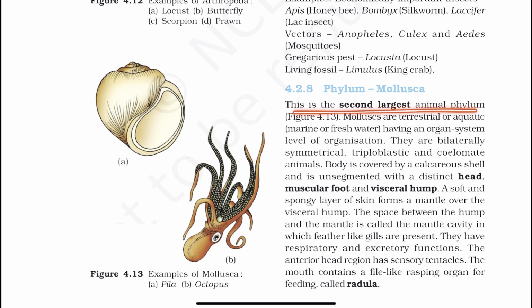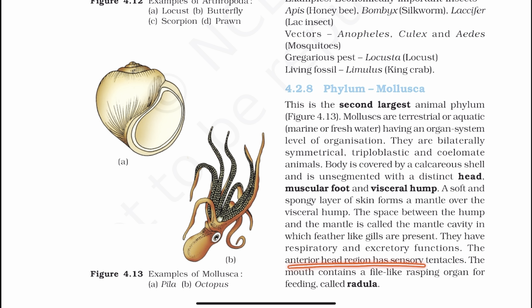This is the second largest animal phylum. Figure 4.13. Mollusca are terrestrial or aquatic, marine or freshwater, having an organ system level of organization. They are bilaterally symmetrical, triploblastic and coelomate animals. Body is covered by a calcareous shell and is unsegmented with a distinct head, muscular foot and visceral hump. A soft and spongy layer of skin forms a mantle over the visceral hump. The space between the hump and the mantle is called the mantle cavity, in which feather-like gills are present. They have respiratory and excretory functions.